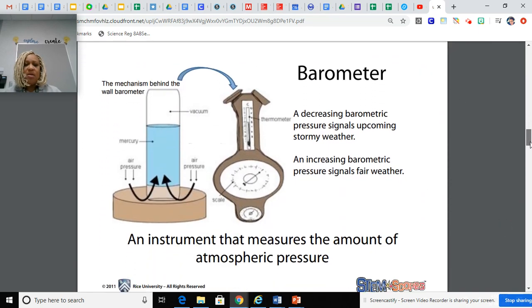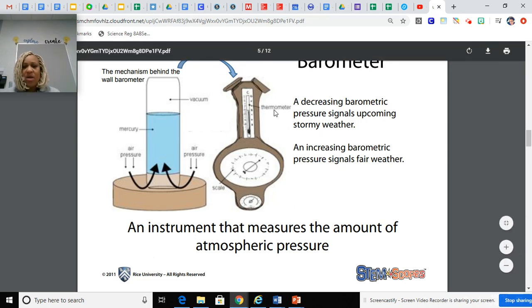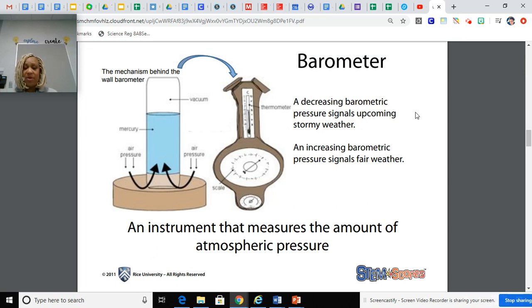Okay. This tool, this is something you need to kind of understand, the barometer. These are tools that are used to, I want to say, measure the intensity of the climate or the weather. So the mechanism behind the wall barometer, right here. Okay. A decreasing barometric pressure signals upcoming stormy weather. An increasing barometric pressure signals fair weather. It is an instrument that measures the amount of atmospheric pressure.